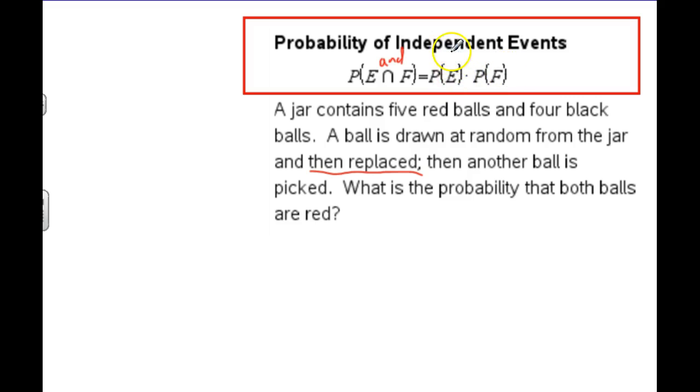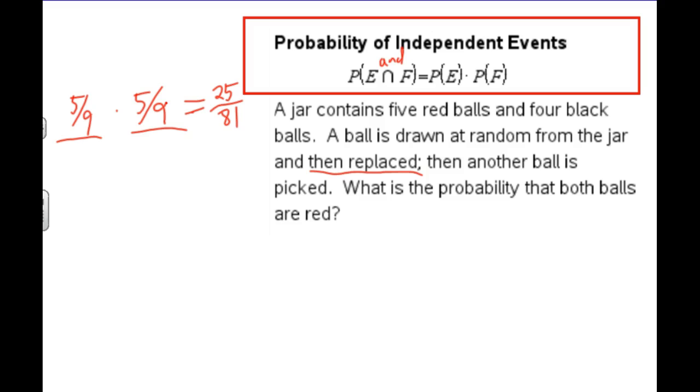So we're just going to multiply, because we want 2 reds. We want a red and a red, so it fits the form here. We're going to multiply the probability of red times the probability of red. Well, 5 of the 9 balls are red. So 5 over 9 times, if I replace the ball, it's the same probability again, 5 over 9, which ends up being 25 over 81.